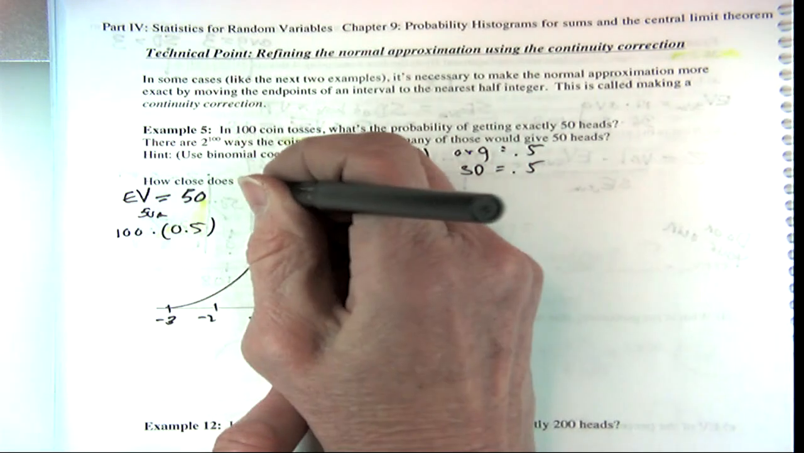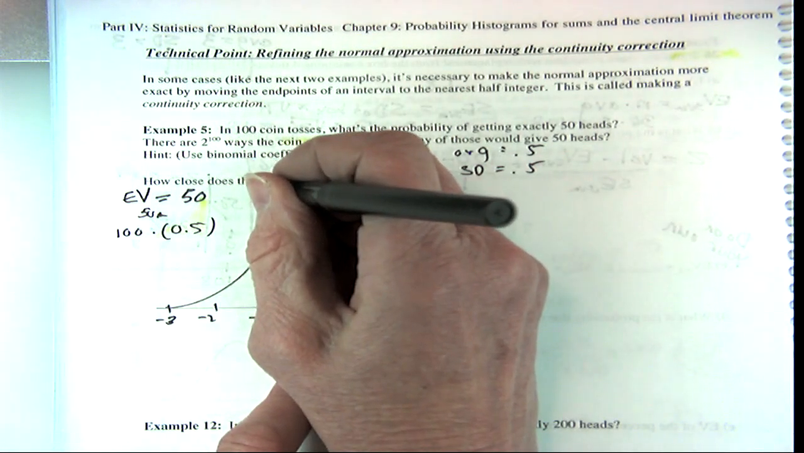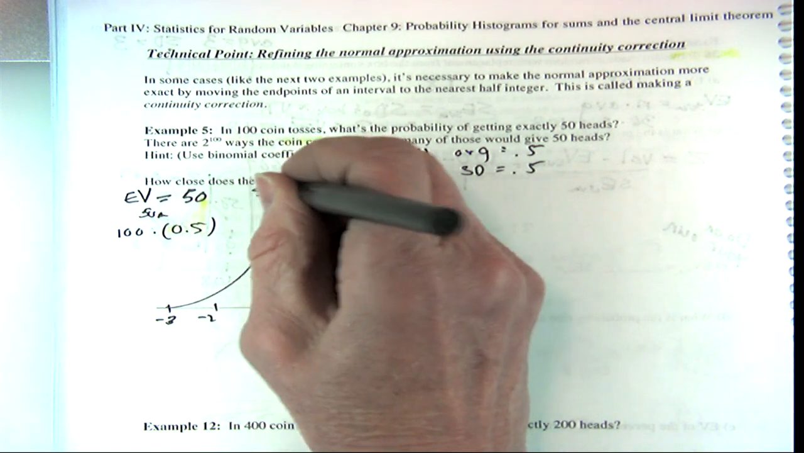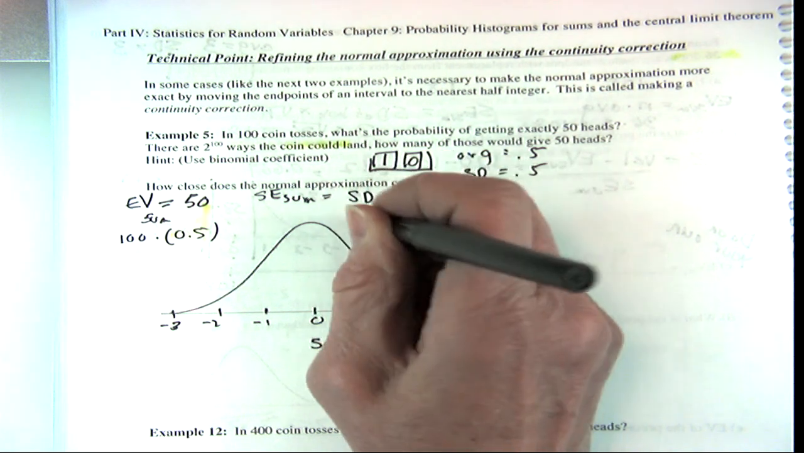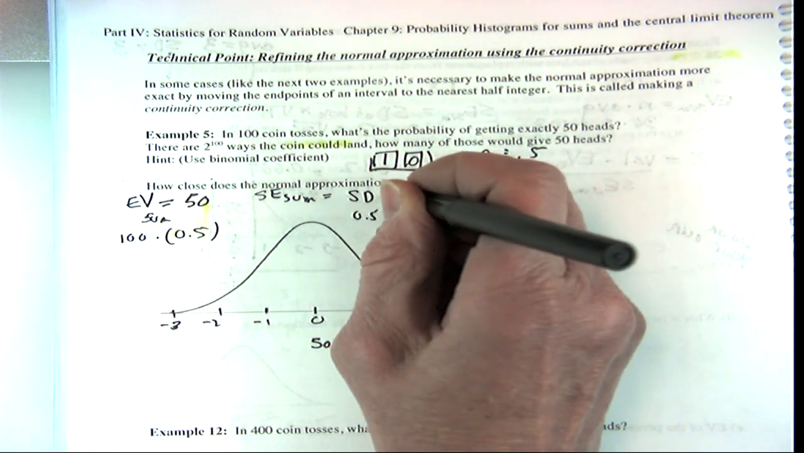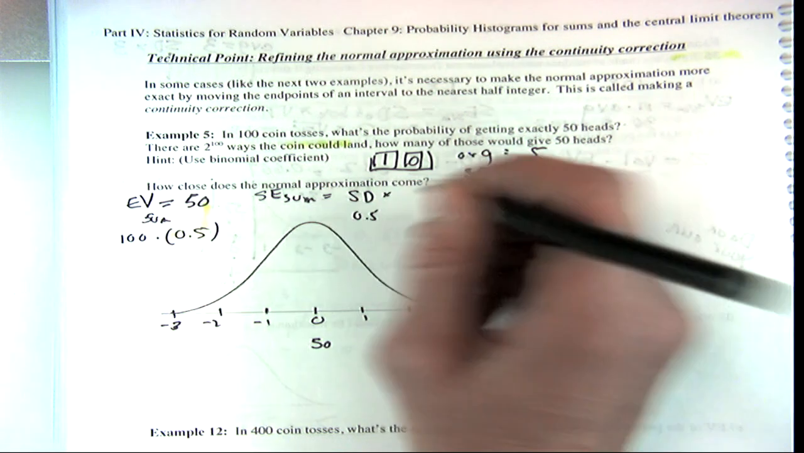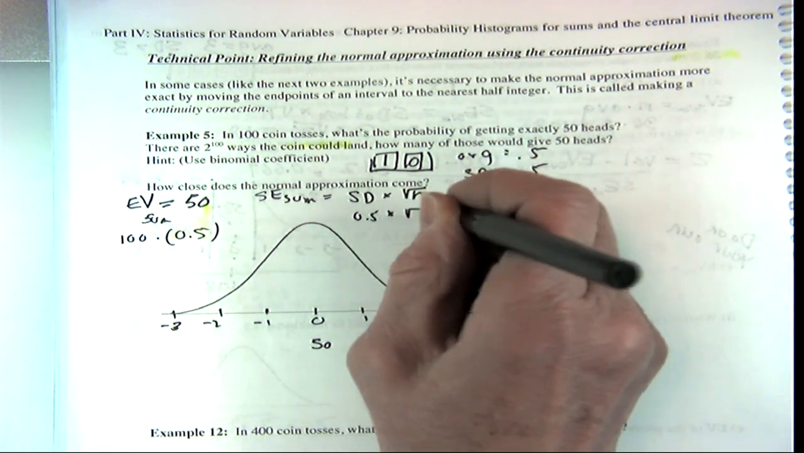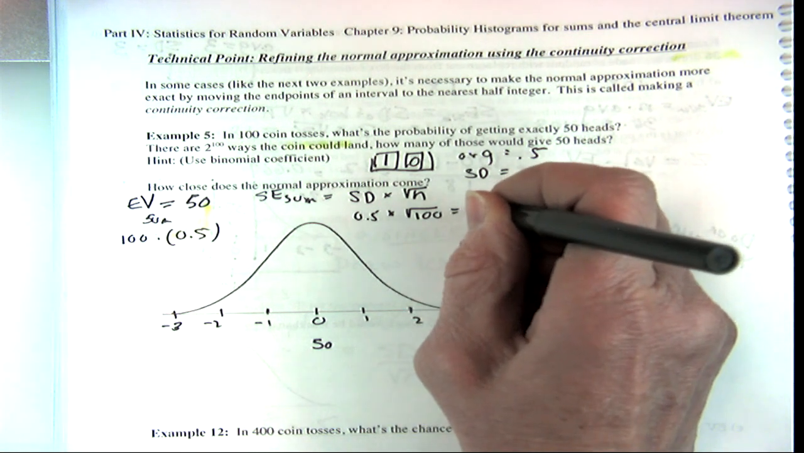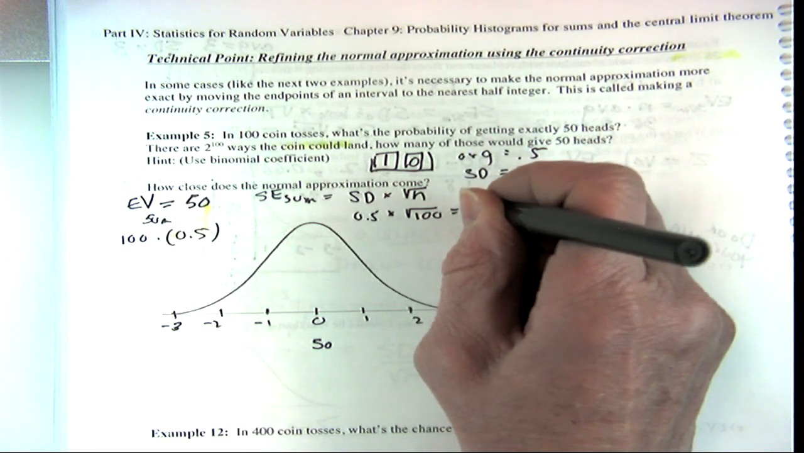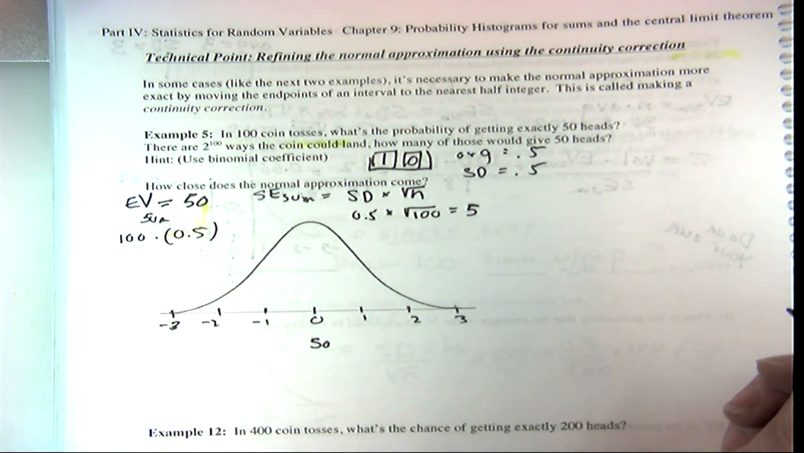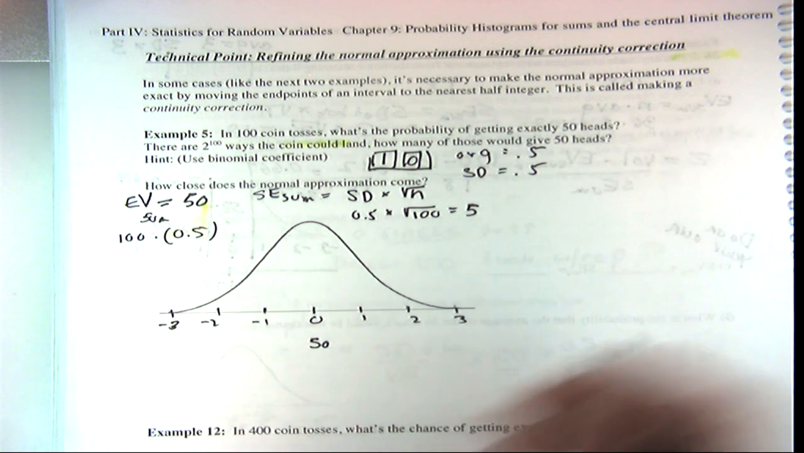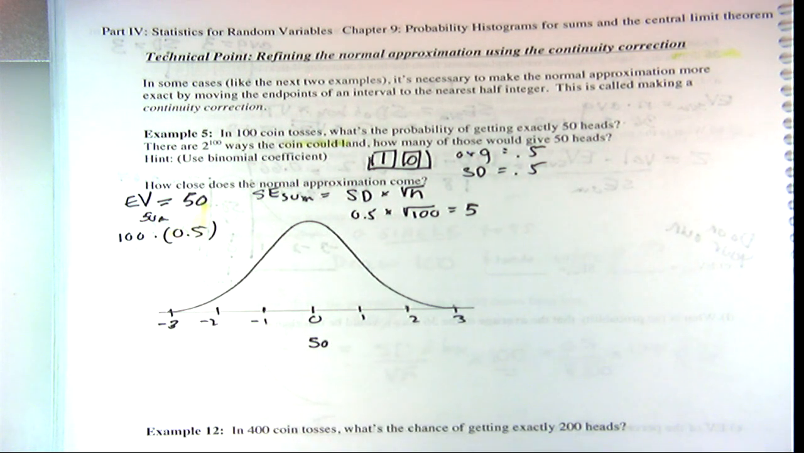Now, what's the standard error of the sum going to be? It's the standard deviation, which is 0.5, multiplied by the square root of n, so times the square root of 100. So you get 5.